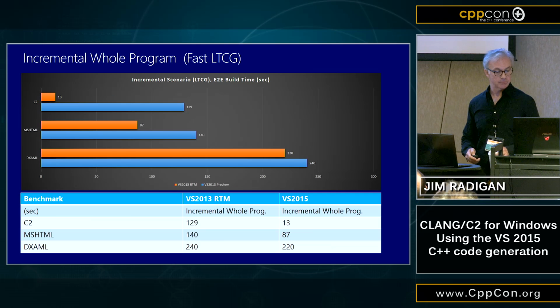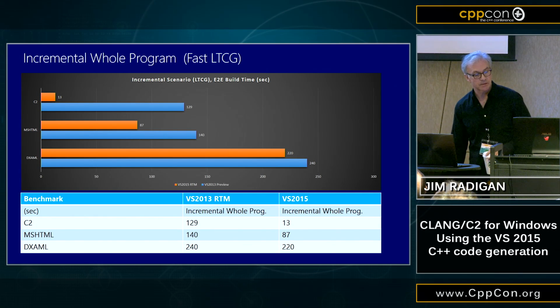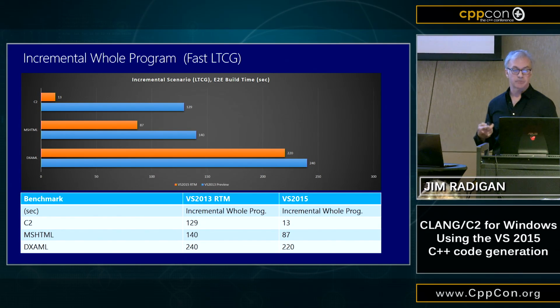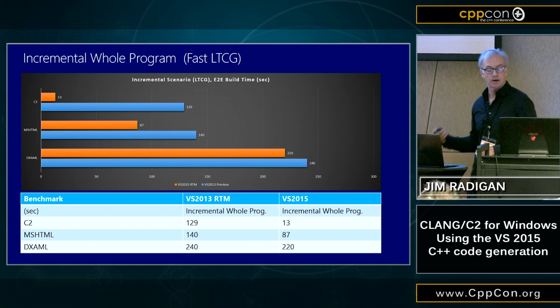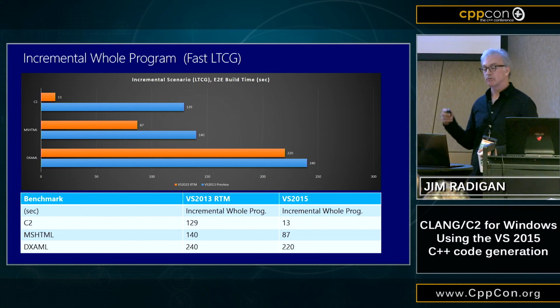Sorry, I reversed the order of these slides. But this is a chart that indicates the speedups that we've achieved in 2015, where 2015 is the orange bar. Now, incremental whole program is super hard.